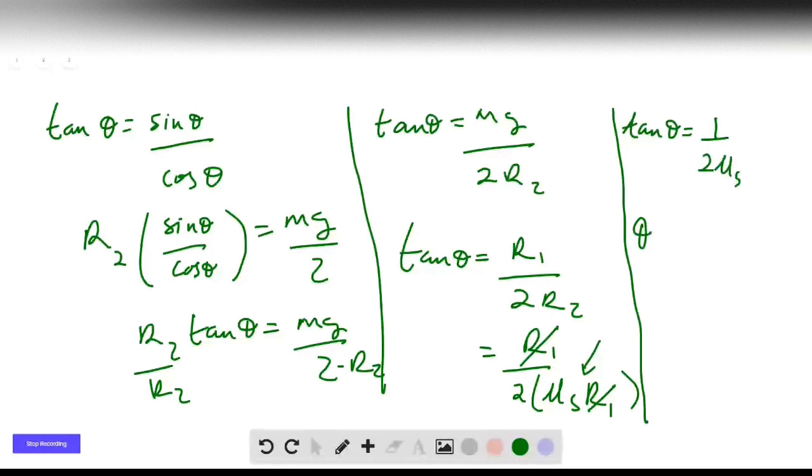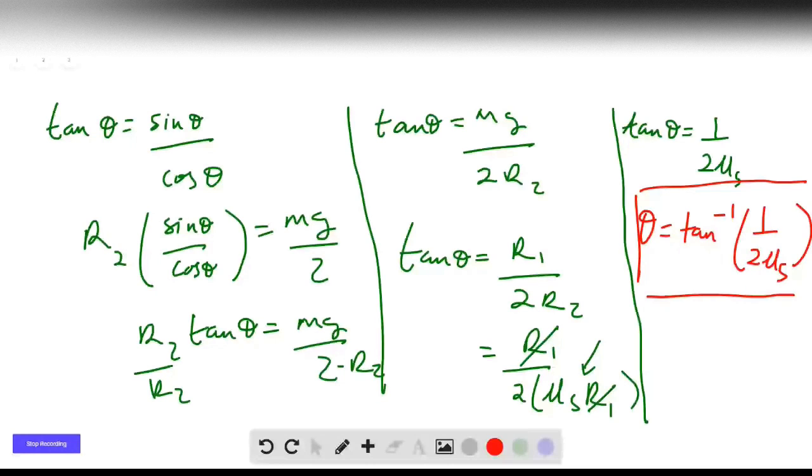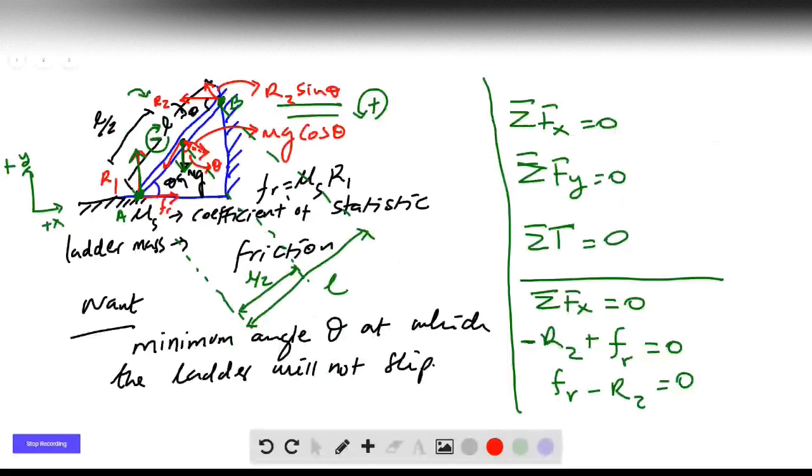And so we can solve for theta using the inverse function. So theta becomes equal to tan inverse of 1 over 2 mu s. So hope you enjoyed the problem. We relied on the sum of forces in the x, the sum of forces in the y, and the sum of torques specifically around A. You could have taken the torques around B, that's fine, but we focused on point A.